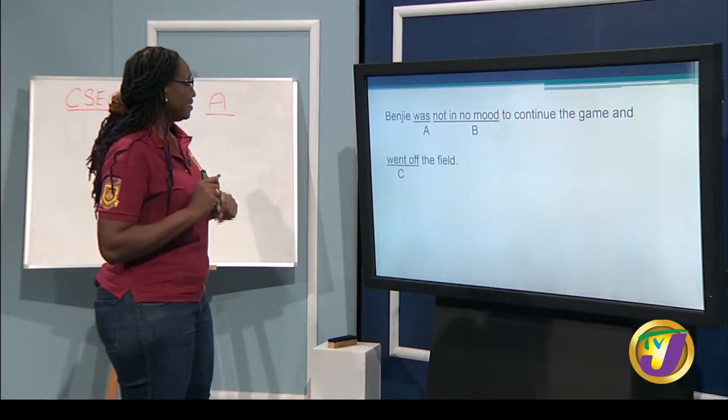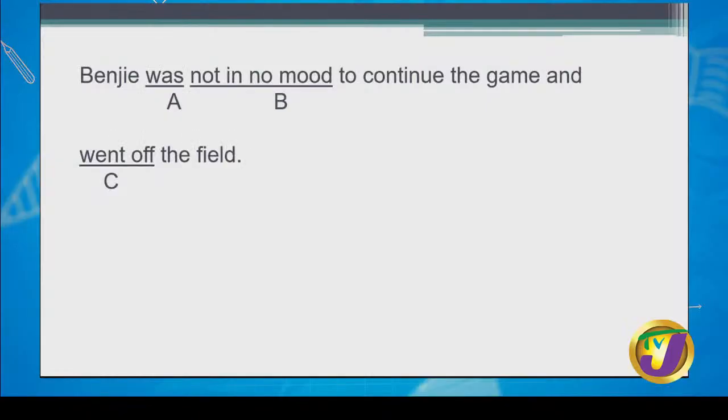Our next sentence. Benji was not in no mood to continue the game and went off the field. Look carefully now. We have 3 options, including a no error option as well. So is it was? Is it not in no mood? Is it went off? Which of those, if any, is incorrect? Hope you have your answer by now. Think carefully. So is it that we have no error at all? Or is it that somewhere in there is something wrong?